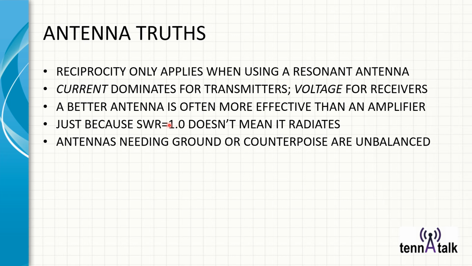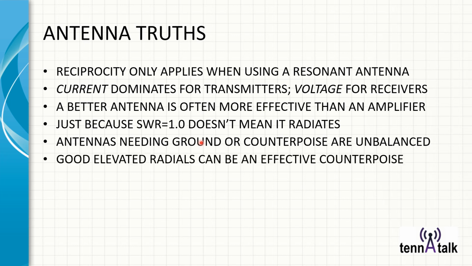Well, that's generally true. If you need a ground like a vertical, okay, on a car where the vehicle itself is a counterpoise or kind of a moving virtual ground, or a ground plane for a ground-mounted vertical or elevated radials, those antennas are unbalanced and your coax is unbalanced. And if the antenna itself is 50 ohms and your coax being 50 ohms, you've got a pretty good match up there. Good elevated radials can in fact be an effective counterpoise.